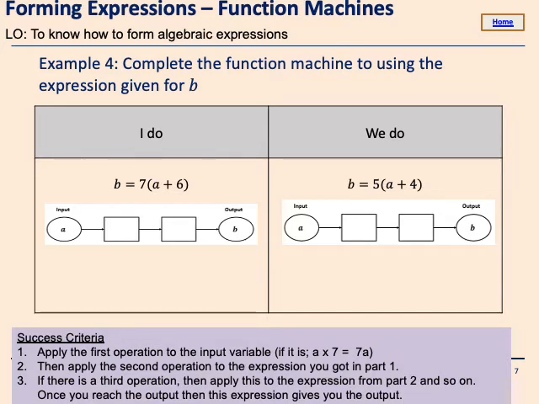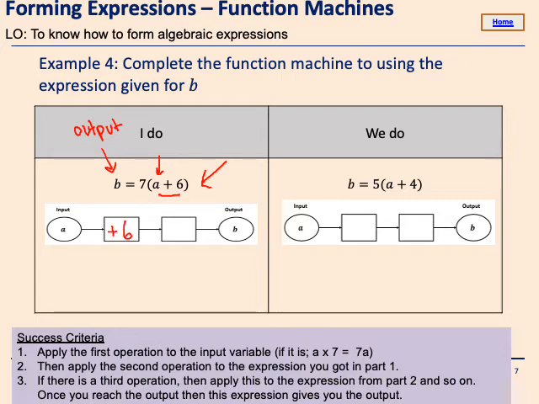Okay, so now we're looking at a different format of question. So now we want to complete the function machine using the expression given for B. So now we're given this equation here, so we can see that we've ended up with our output B. We've put A into the input machine, so as we can see the A's here. But what order has this happened in? So as we can see, we've got our brackets. So the first thing that's happening is our A is being added to 6. You can see that inside. So we're going to add 6.